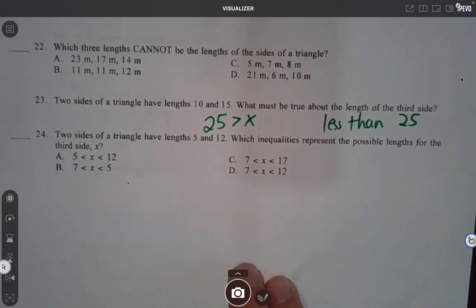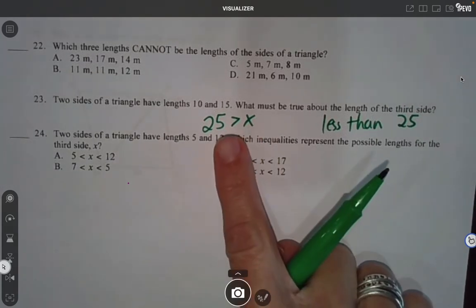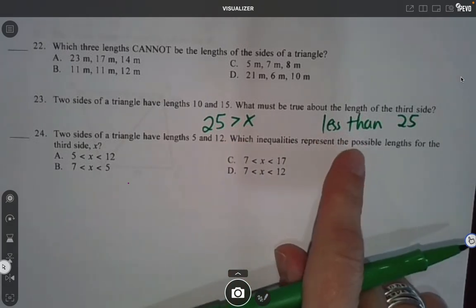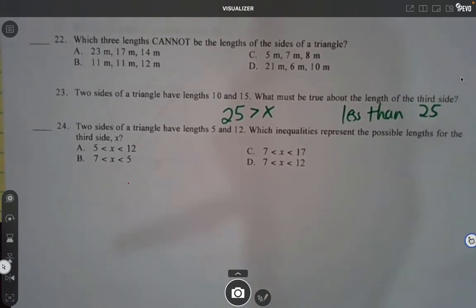Yes, because remember when you add, it's backwards from what you think. When you add the two smaller sides, it has to be bigger than the third side, right? That means the third side has to be less than those two together. Okay, so it's just kind of worded backwards. Does that make sense?